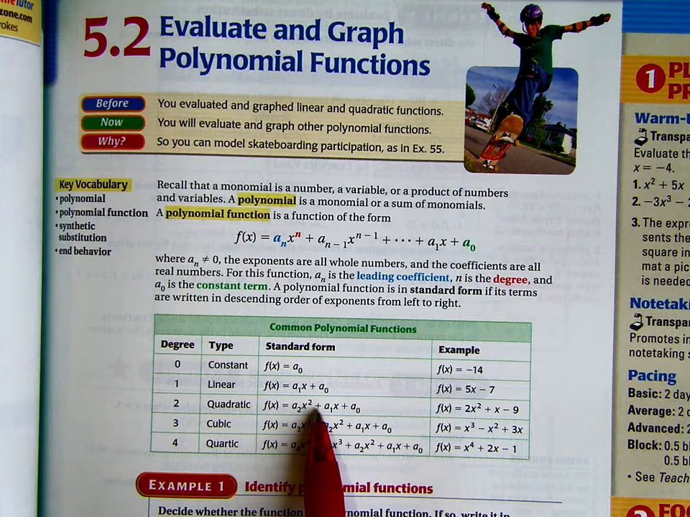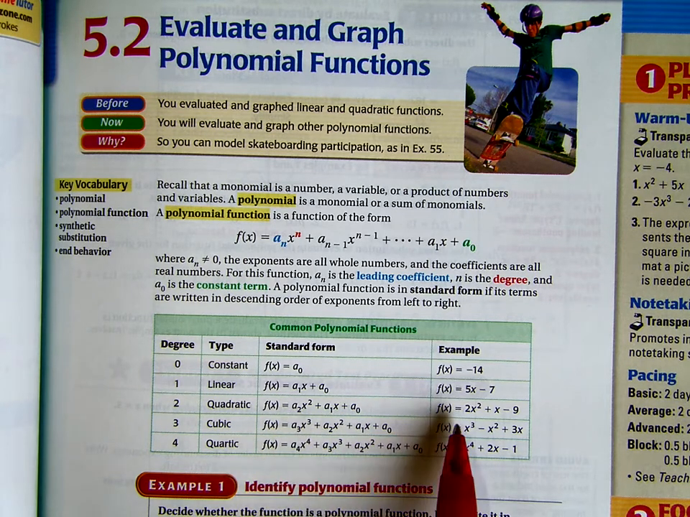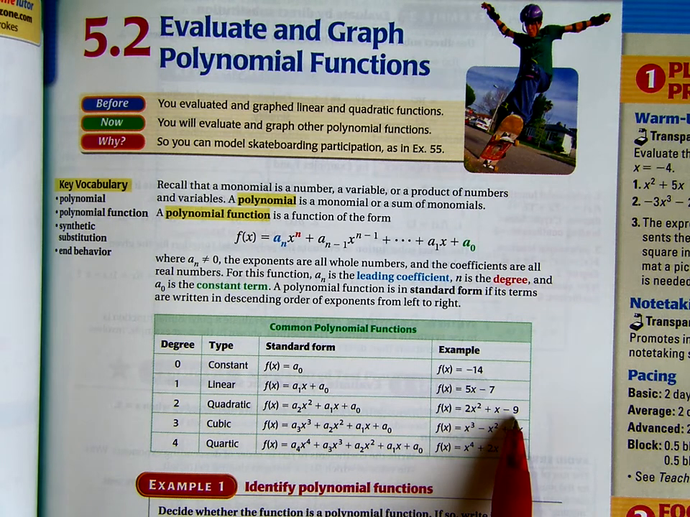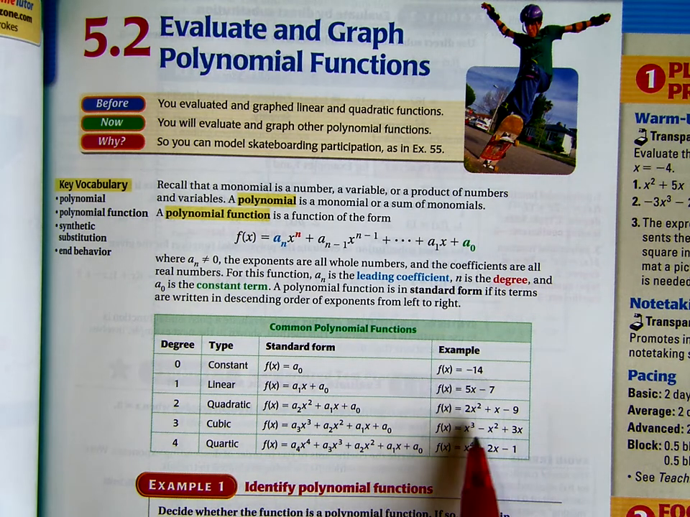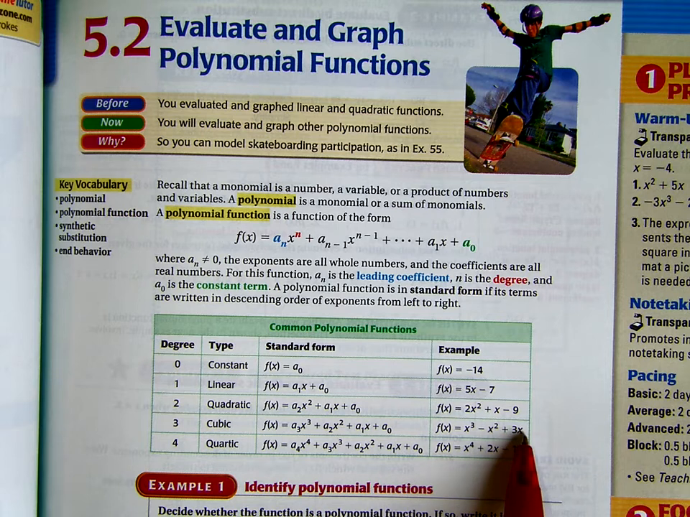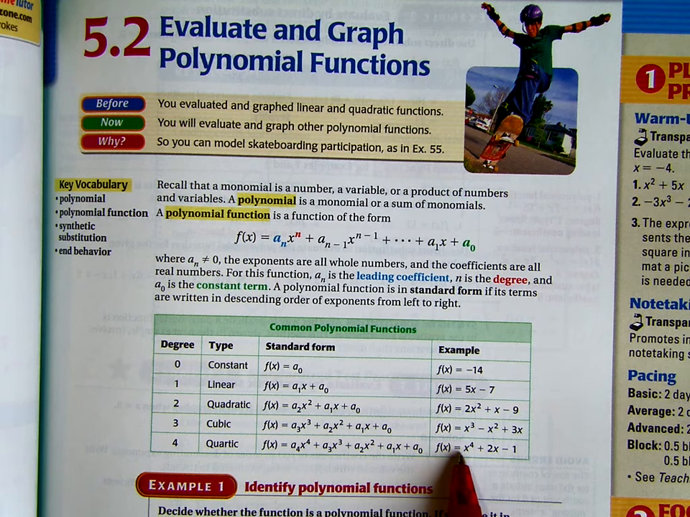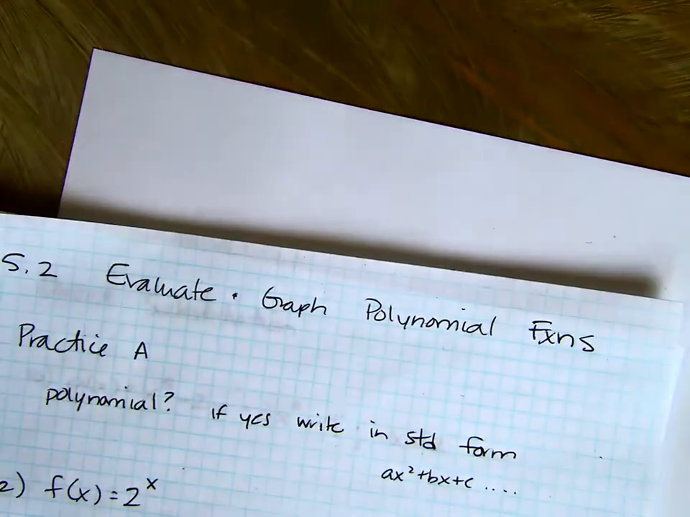2x squared plus 1x minus 9. Leading coefficient would be 2, degree would be 2, constant would be negative 9. Degree would be 3, leading coefficient would be 1, and the constant here, there'd be a plus 0, so the constant would be 0. Leading coefficient again would be 1, degree would be 4, constant would be negative 1. Okay, so yeah, that's in your book. You guys will have a copy of your text.